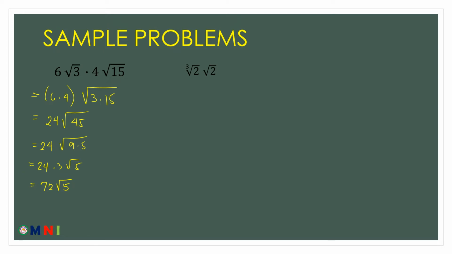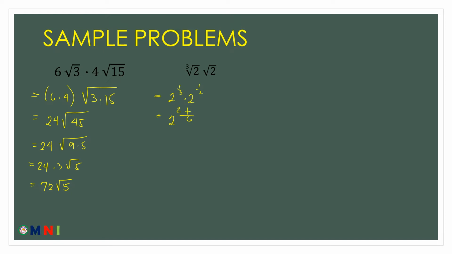Next, this time we are going to multiply radicals with the same radicand but different indices. In solving for this, of course, you will have to write this in fractional exponent. Therefore, you have 2 raised to the power of 1/3 times 2 raised to the power of 1/2, and then get the LCD of 1/3 and 1/2, which is 6. 6 divided by 3 is 2, times 1 is 2. That means 2/6 is equivalent to 1/3.